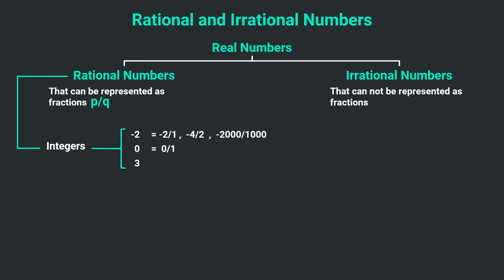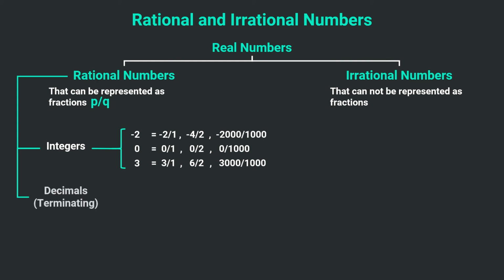Similarly, 0 upon 1 is also 0, 0 upon 2, 0 upon 1000, or in other words, 0 upon anything is 0. For 3, 3 is equal to 3 upon 1, or 6 upon 2, or 3000 upon 1000. So all these complete numbers, all these integers, are rational numbers.